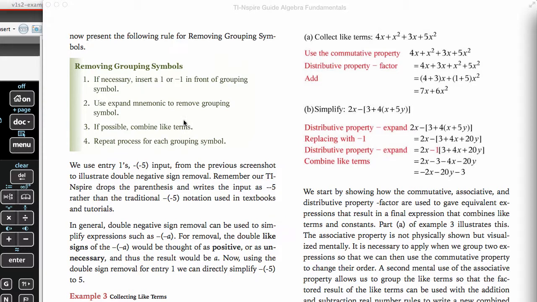Now, once we start using these processes over here, in the first one where we were showing collect like terms, we actually showed the commutative property and the distributive property being worked out. Once we get down to simplifying, we will just automate these steps. So in this particular problem, we end up replacing in front of this grouping symbol with a -1.